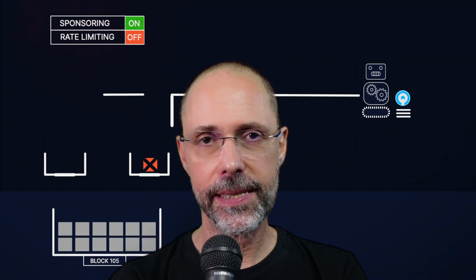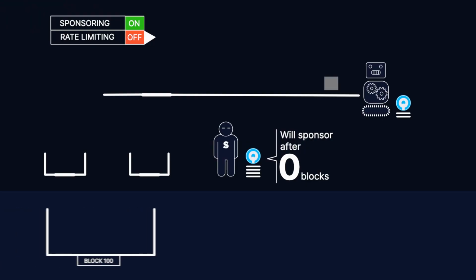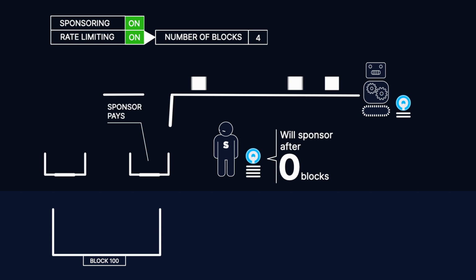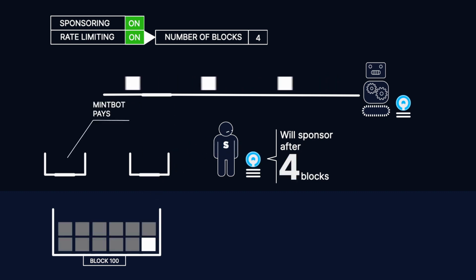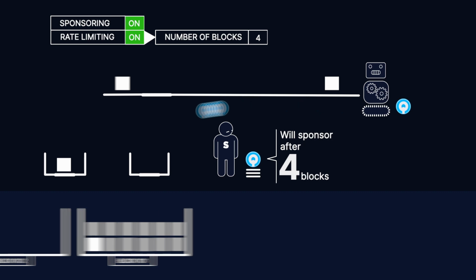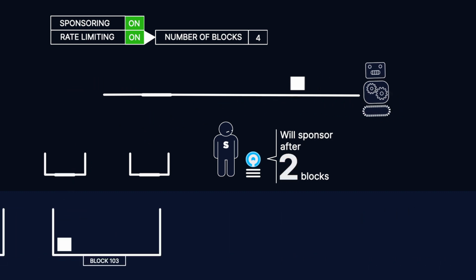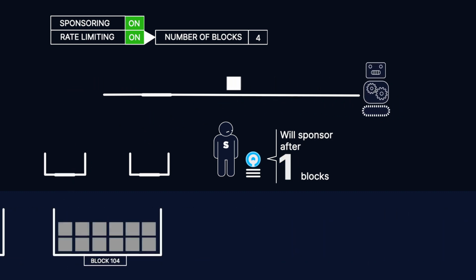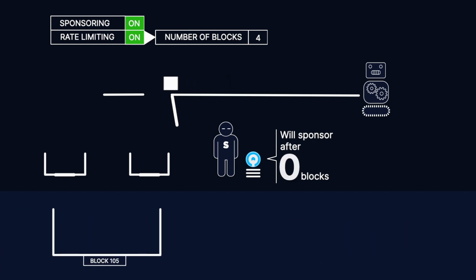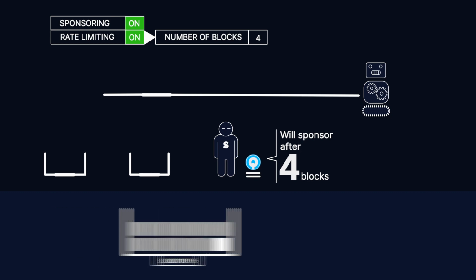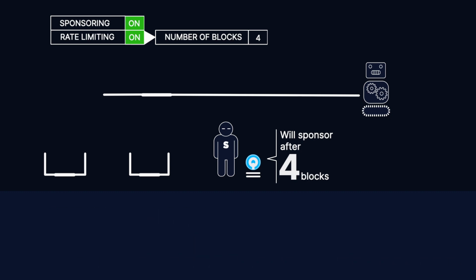Now, to prevent that, rate limiting sets a condition by which 2 consecutive transaction requests can only be processed if a certain number of blocks passes between them. This number is, of course, set by the sponsor. It is important to remember, though, that rate limiting is applied to blocks in the blockchain, which are actually created by the entire network, not just the user or the Mintbot. So we're not counting Mintbot's transaction requests here, we're counting blocks in the blockchain.